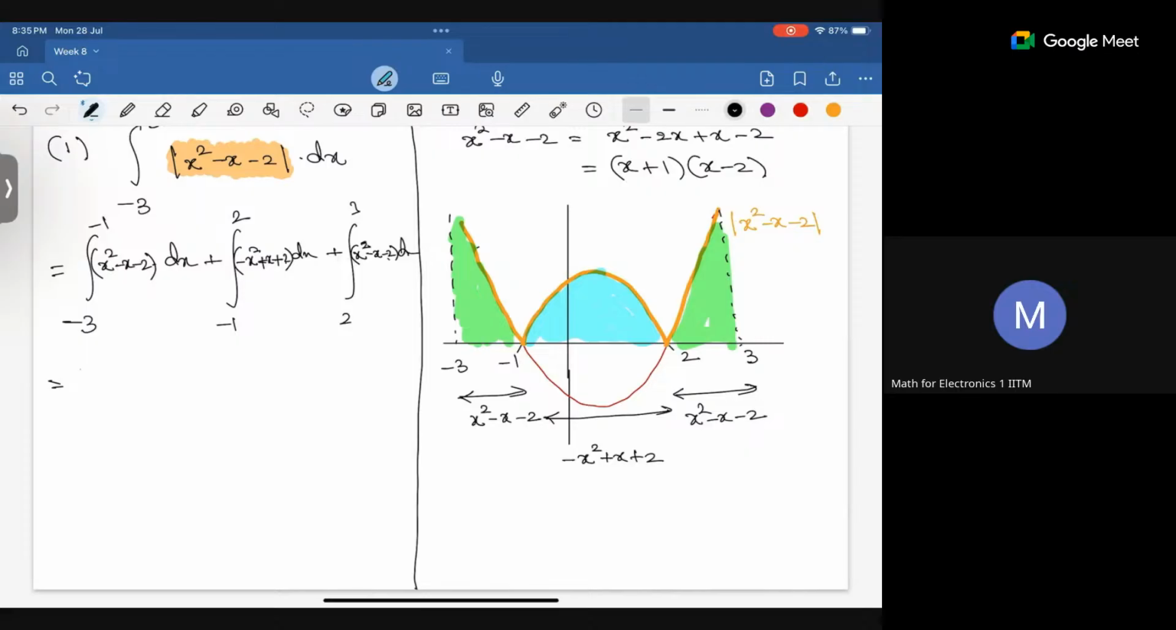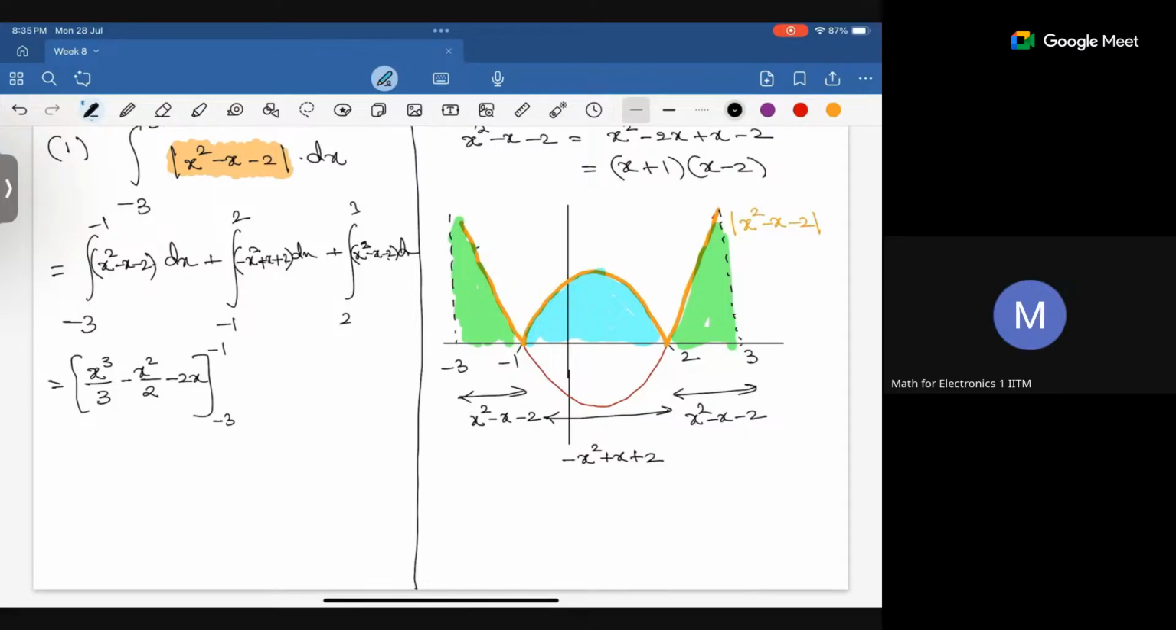So x square minus x minus 2's antiderivative will be, it's a polynomial, x cube by 3 minus x square by 2 minus 2x. And remember, I'm not writing plus c here, because there is no need. That is what the fundamental theorem of calculus said. Even if you write plus c, it will just cancel out on both sides, so you don't have to write plus c. But what you have to be very, very careful about is when you substitute the limits.